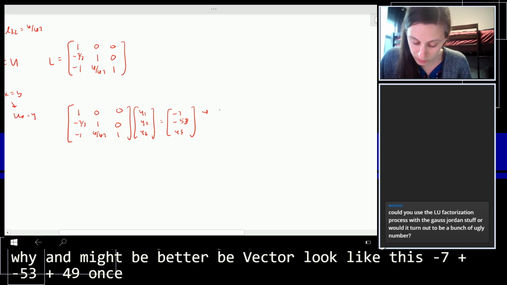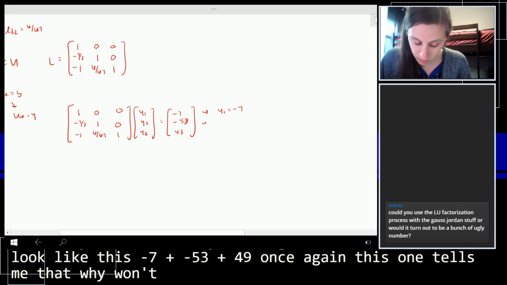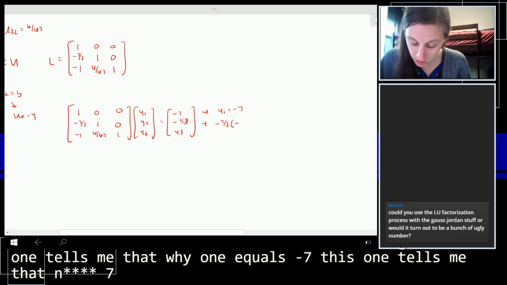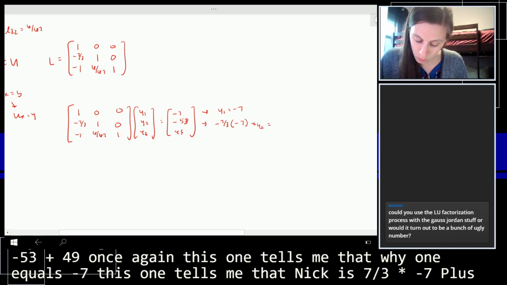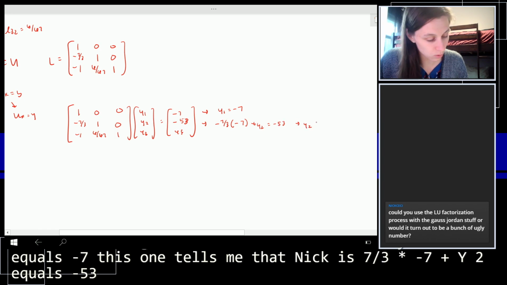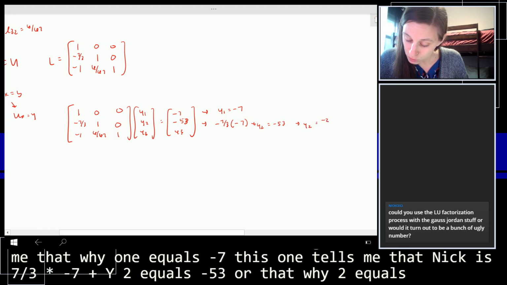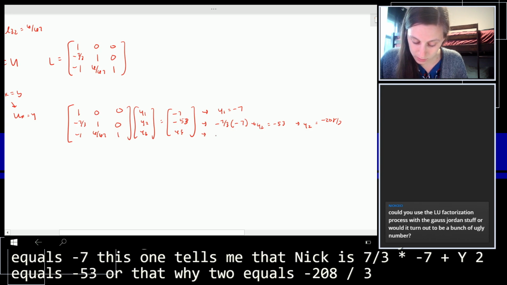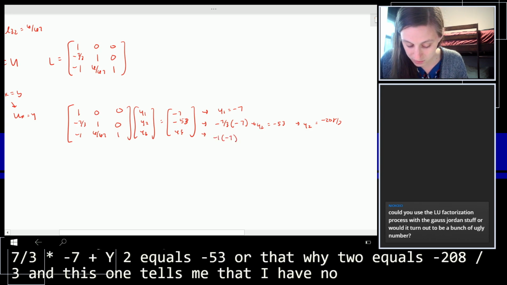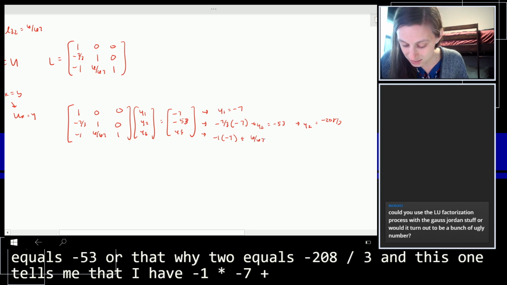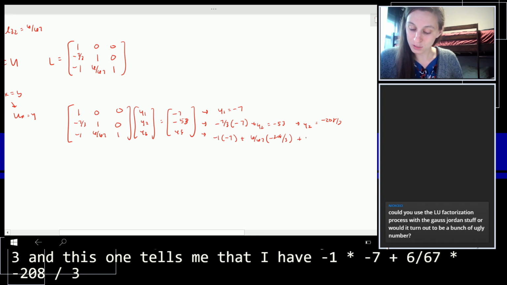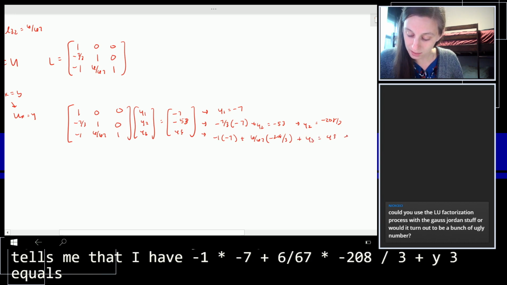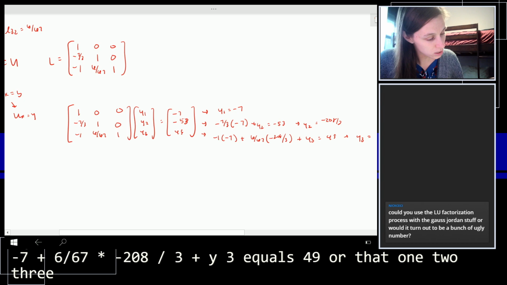Once again, this one tells me that y1 equals negative 7. This one tells me that negative 7/3 times negative 7 plus y2 equals negative 53, or that y2 equals negative 208/3. And this one tells me that I have negative 1 times negative 7 plus 6/67 times negative 208/3, plus y3 equals 49, or that y3 equals 3230/67.